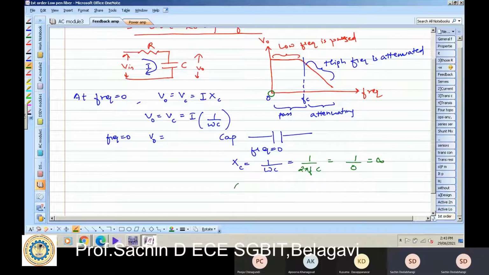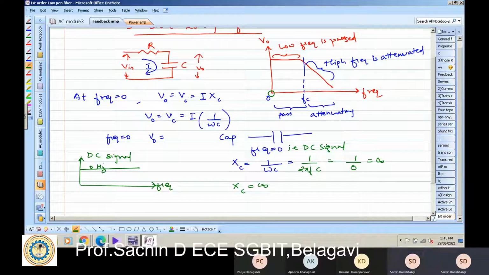Capacitor reactance is infinity. If the capacitor reactance is infinity, is it allowing the signal or blocking it? Is the capacitor a short circuit or an open circuit? 0 frequency means DC. This is my DC signal, right? How to draw a DC signal? A 0 frequency signal, 0 hertz, is also called a DC signal. So for 0 frequency, if I substitute 0, I get 1 by 0, infinity.